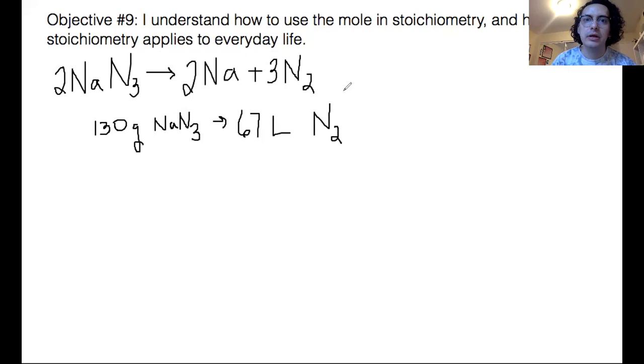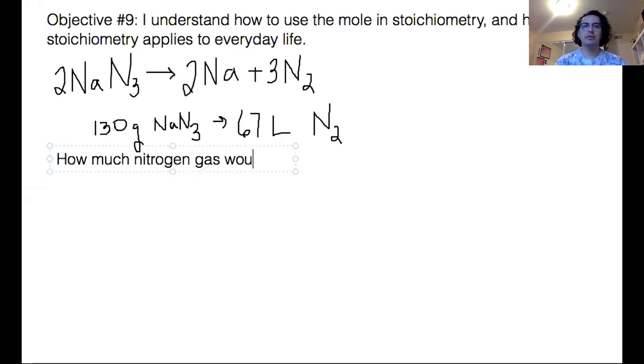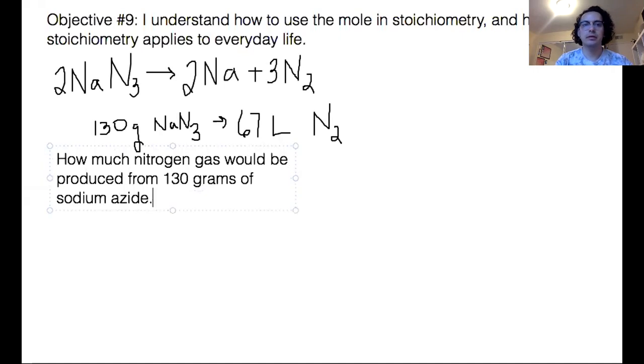So I'm going to show you the calculations exactly on how they got this. Our question might be, how much nitrogen gas would be produced from 130 grams of sodium azide? That might be our question.